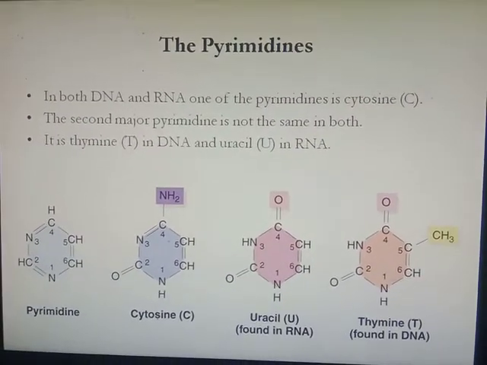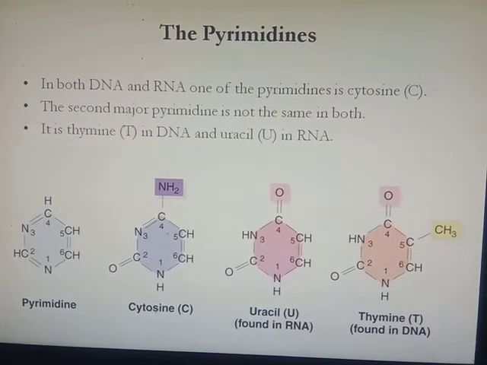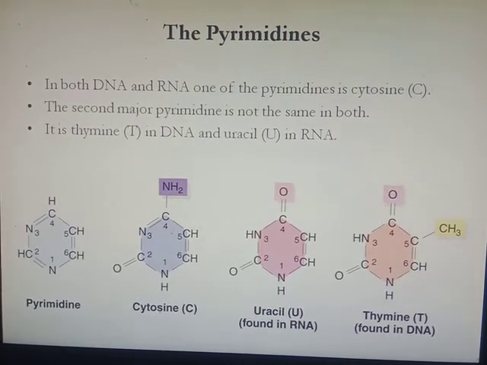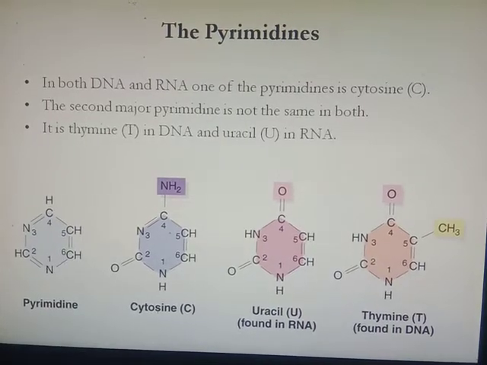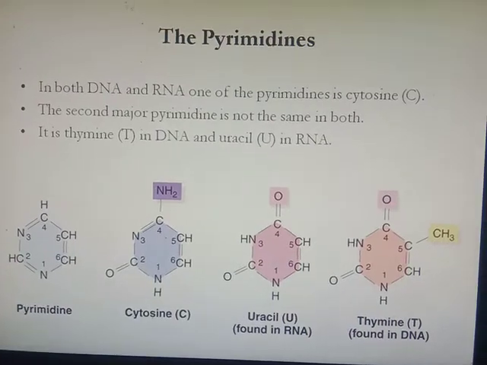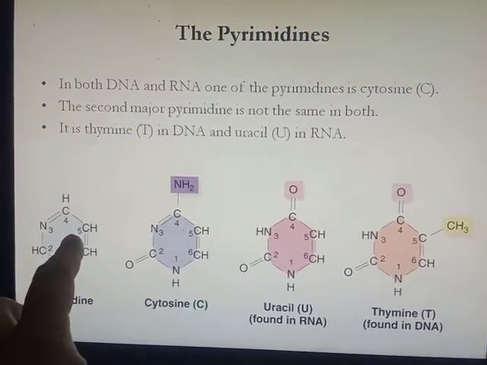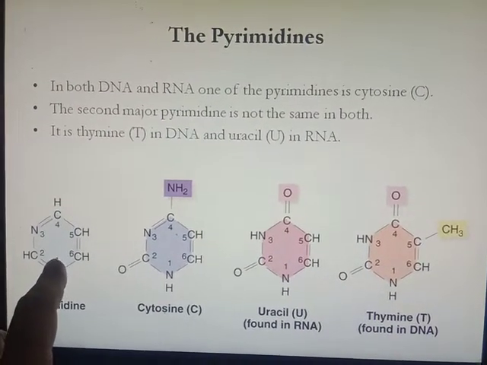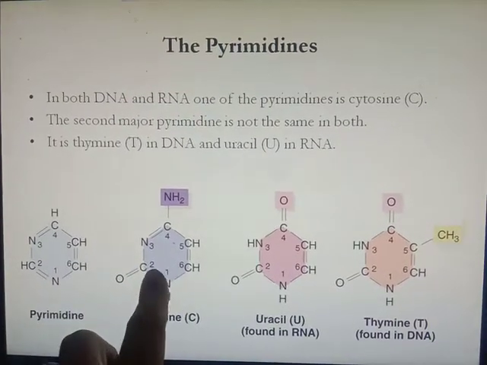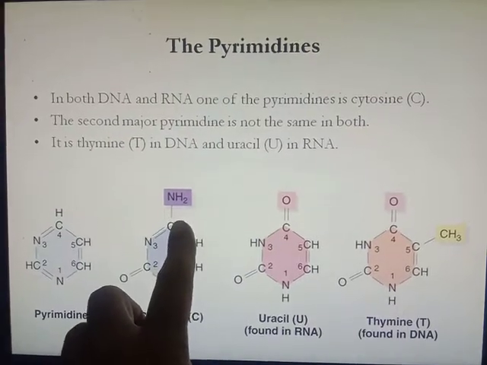Then pyrimidines. In both DNA and RNA, one pyrimidine is cytosine, which is common, whereas the second major pyrimidine is not the same in both. It is thymine in DNA and uracil in RNA. The pyrimidines have a 6-member ring structure. So this is the general structure of pyrimidine, numbered in clockwise direction: first, second, third, fourth, fifth and sixth.